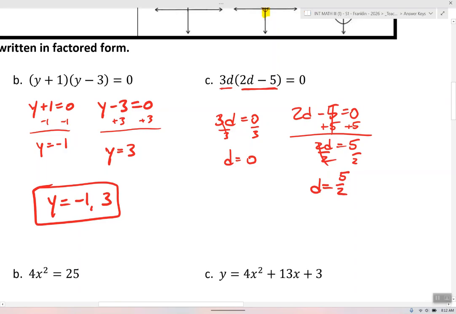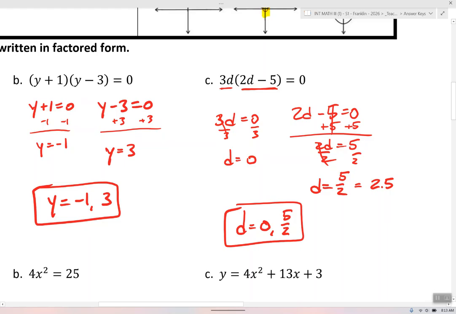Now you could leave that as a fraction. Typically that's what I would recommend doing, so that way you don't have to worry about rounding or writing a repeating decimal, if it's a repeating decimal. But this one is just 2.5, so either one of those numbers is totally fine to use. I just prefer to use the fraction. So our solutions are 0 and 5 over 2.